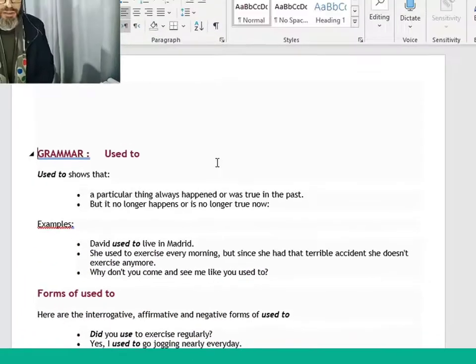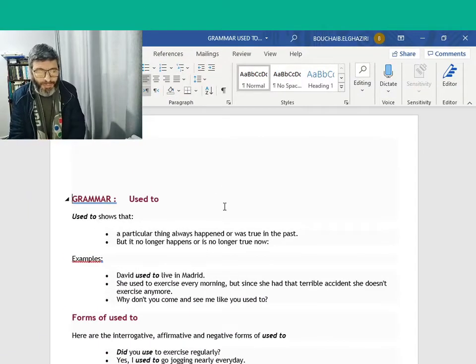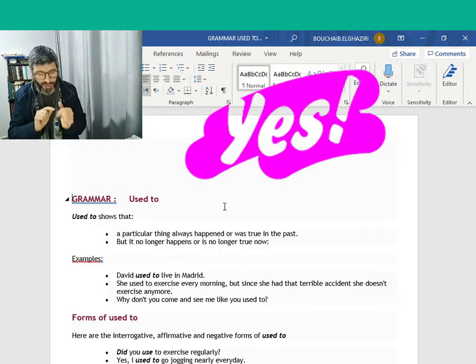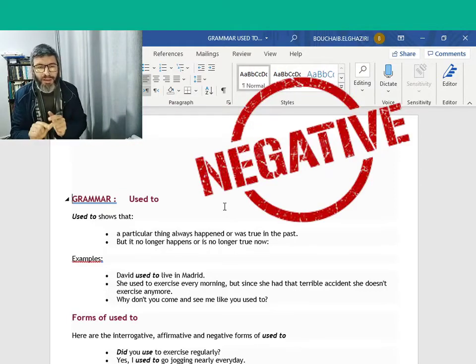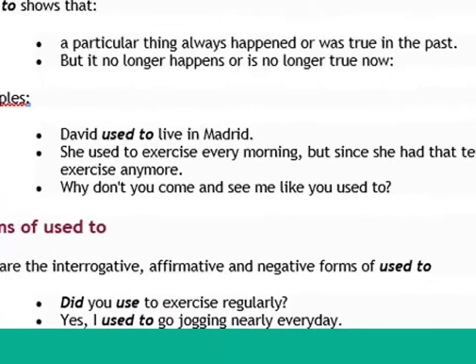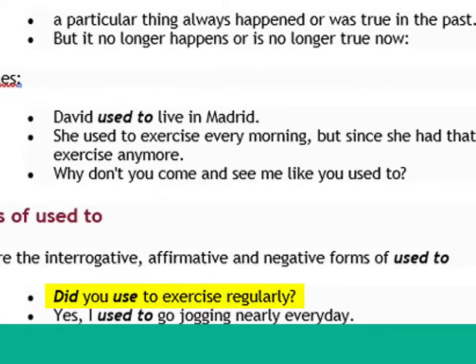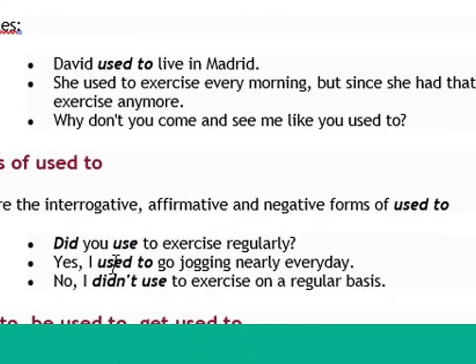Now, let's move to the forms of used to, because we can use used to in the affirmative, the negative, and interrogative. Example: Did you use to exercise regularly? Yes, I used to go jogging nearly every day. No, I didn't use to exercise on a regular basis.